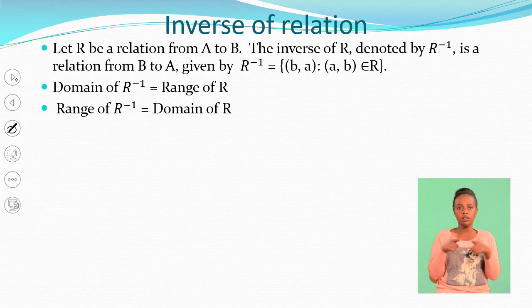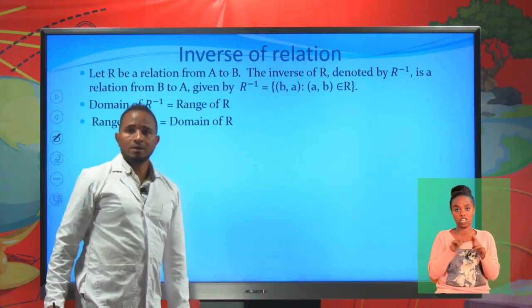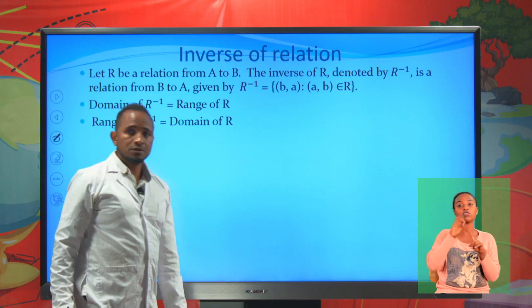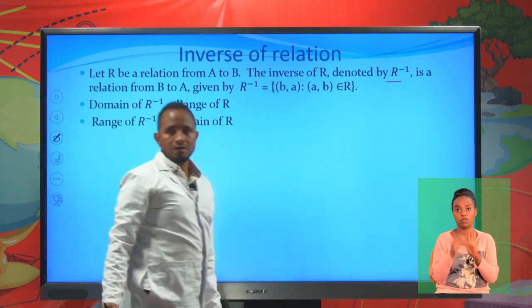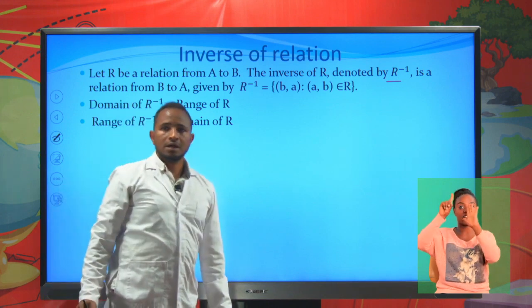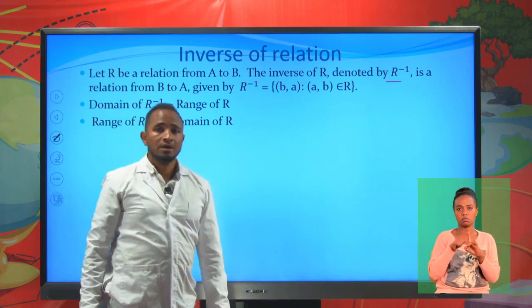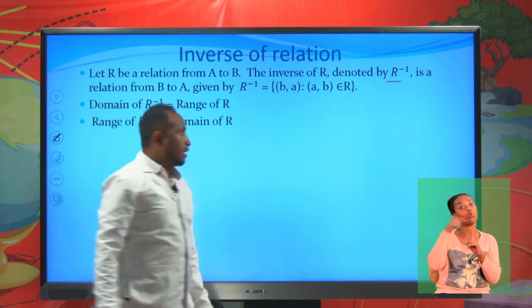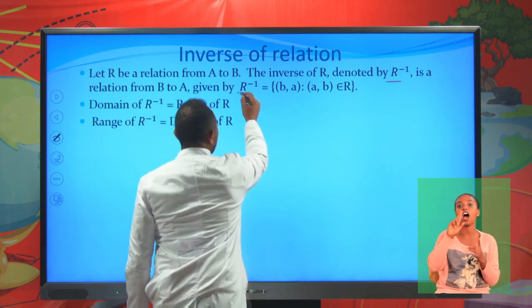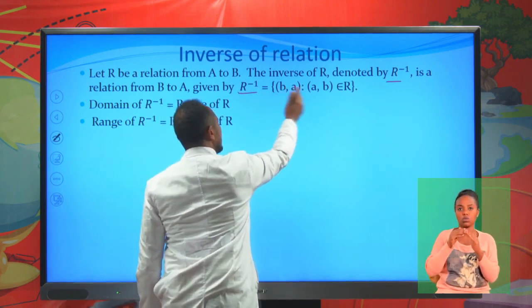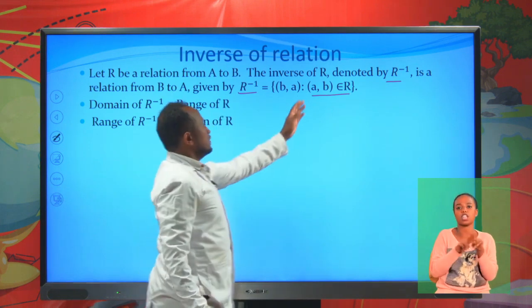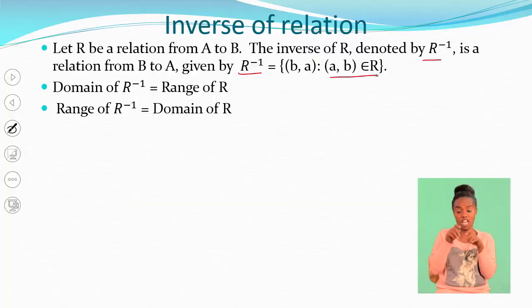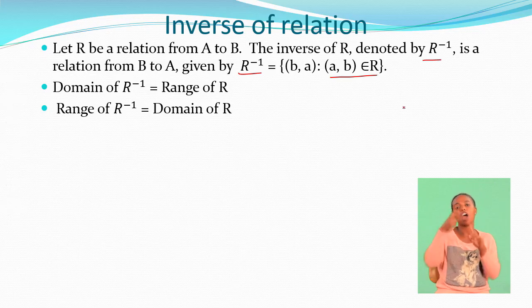Let R be a relation from A to B. The inverse of R is denoted by this symbol, R inverse. It's read as R inverse, and it is a relation from B to A. It is given by R inverse equals the ordered pair (b, a), where (a, b) is an element of the relation.